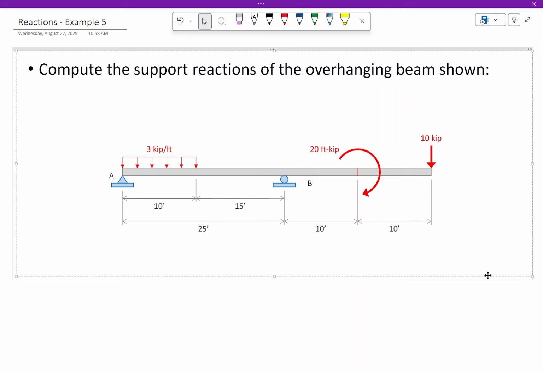Now, when I draw these on the board, or in my slides, here's the concentrated moment. I put this little plus here to sort of indicate that the moment is right there.